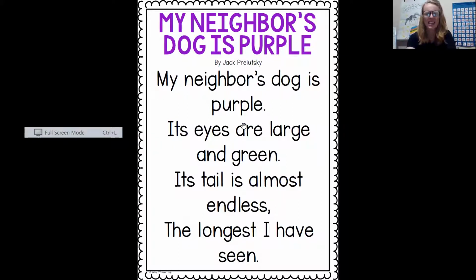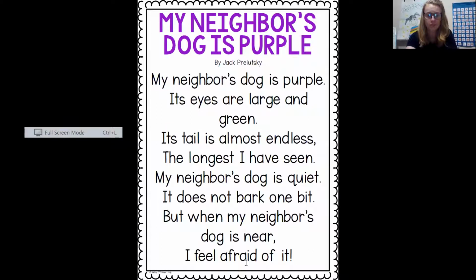My neighbor's dog is purple. Its eyes are large and green. Its tail is almost endless. The longest I have seen. Did we get another clue from the text? Okay, go ahead and close your eyes. Make a movie in your mind. So now we know our dog is purple. We know our dog has big green eyes. And we know it has a really long tail. Can you see it? Okay, before we draw, let's see if there are any more details.